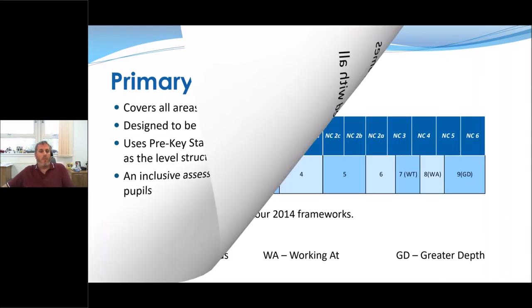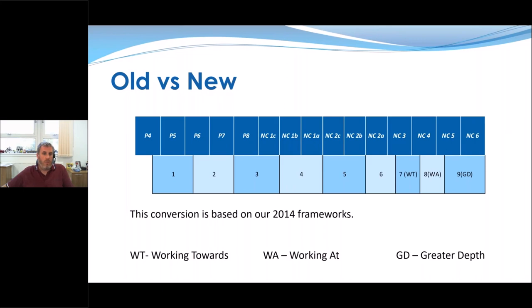So this gives you the overall comparison. It's just a sideways version of looking at that same information. You can see how standard 1 compares to the P levels all the way through, so it's working towards, working at, and greater depth. In one of the handouts in the sidebar, there is the B-Squared assessment framework comparison chart, which I will bring up at the end so you can see. It compares the old P levels and levels to the engagement steps, the progression steps, and the primary steps, so you get a good overview.